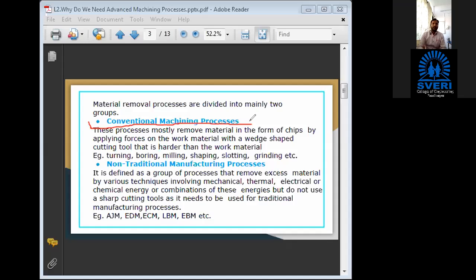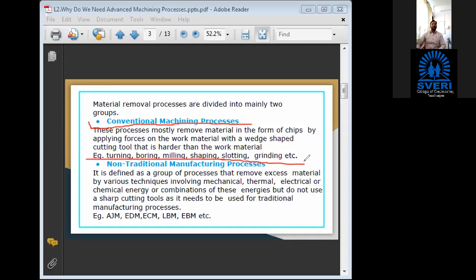So with the help of that cutting tool, we are applying force on your workpiece, so that material will be removed from your workpiece in the form of chips. That process is called the conventional machining process. Now, a small question arises: what are those processes? For that purpose, I have given an example here.